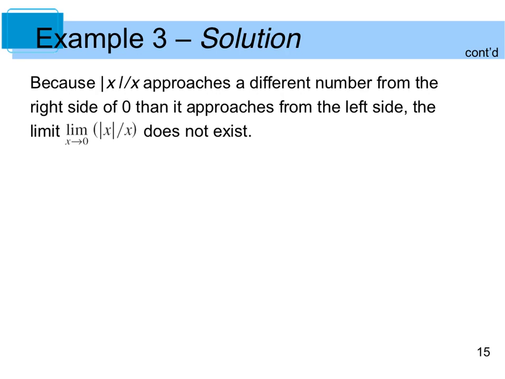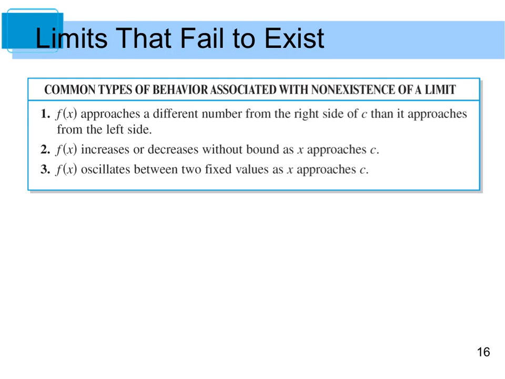And here's a formal definition because the function that we just looked at approaches a different number from the right side of 0 than it approaches from the left side. Then the limit for the function as x approaches 0 does not exist. So there are types of behavior associated with non-existence of a limit. This is the first one that we talked about. F of x approaches a different number from the right side of C than it approaches from the left side.